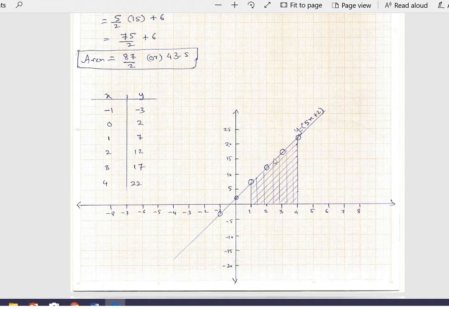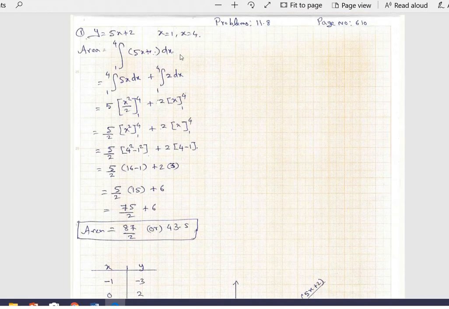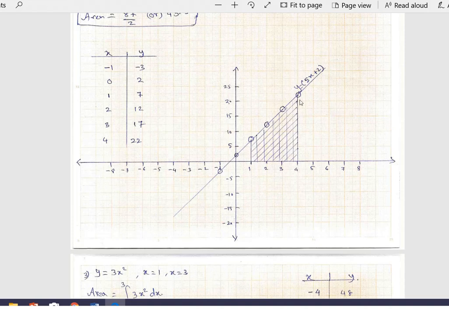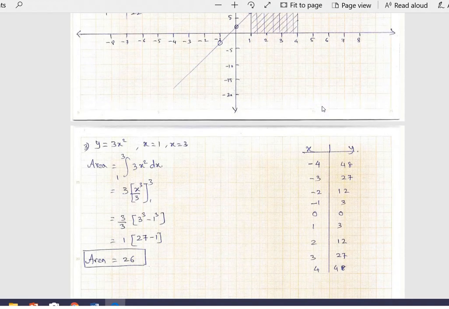Therefore 1, it is 7. Plot all the values, connect with a straight line, and then shade the portion between the range of 1 to 4. Why? Because they've given very clearly the limit, the axis between 1 to 4. So just identify the area on the x-axis between 1 to 4 and shade it. That is the area between the curves for the function y is equal to 5x plus 2 between 1 to 4. So this is for the first question.